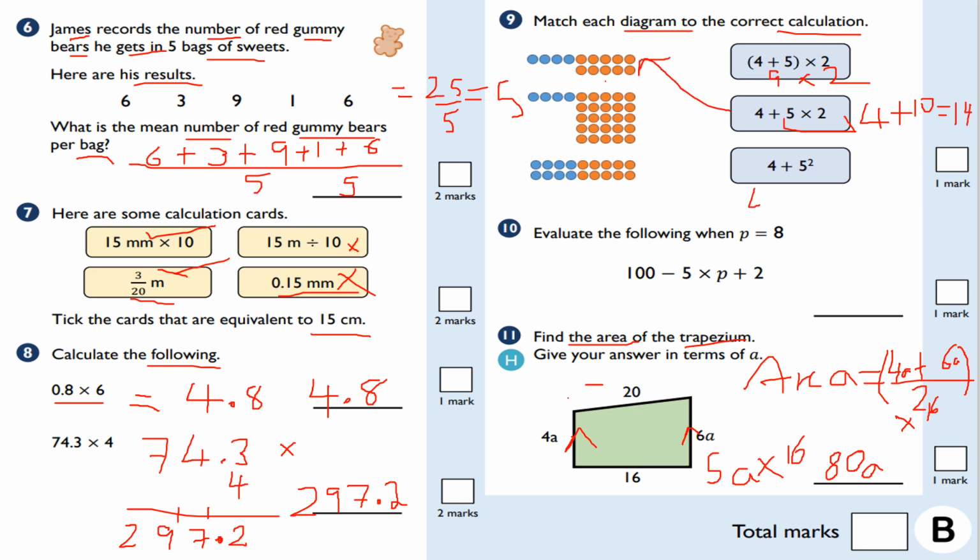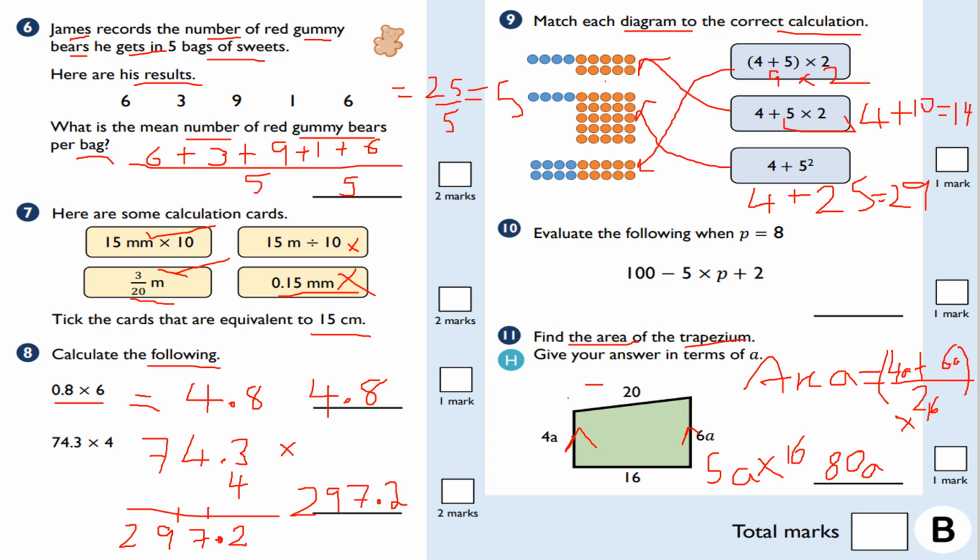And then 4 plus 5 squared. Well, 5 squared is going to be 25. So 4 plus 25 is equal to 29, which is going to be this one here, I'm guessing. And then that makes this one here.